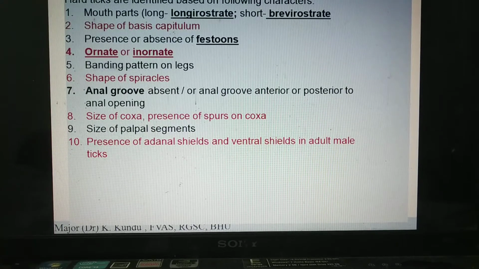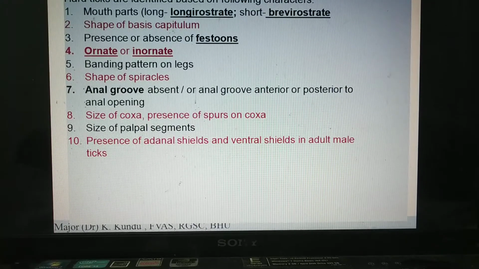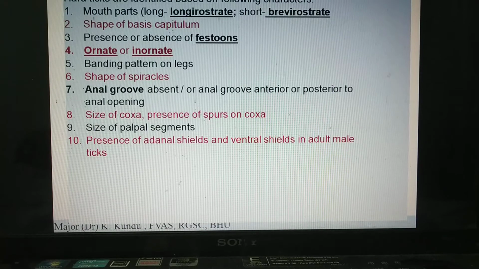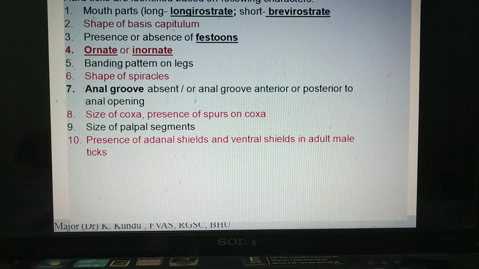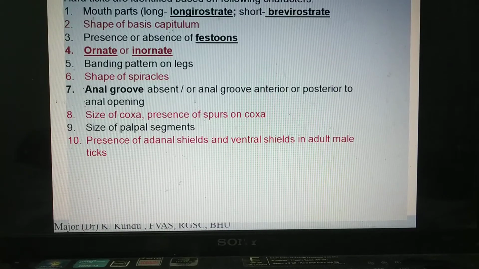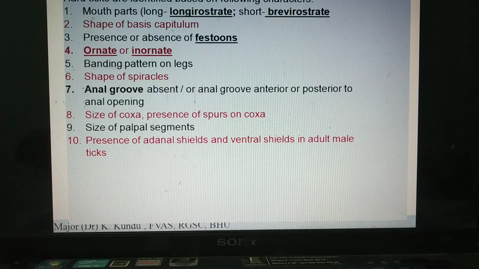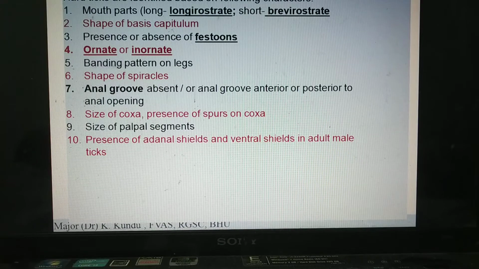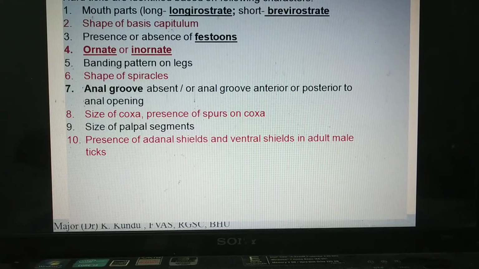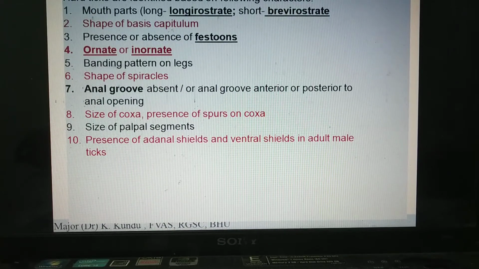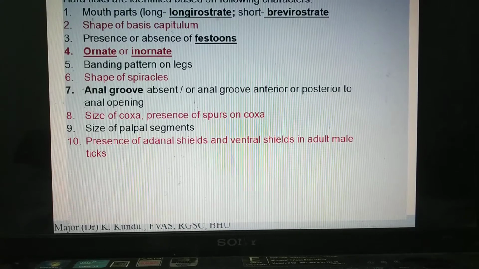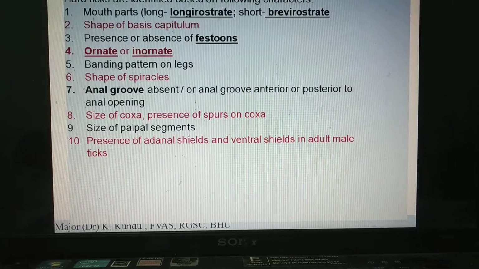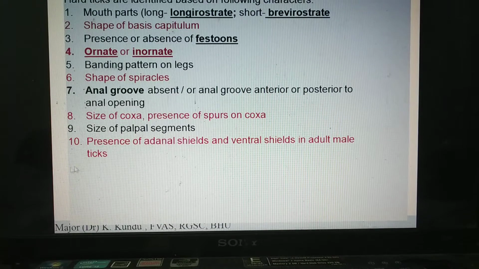Now these coxae, what is the size of the coxa? Whether the coxa has spurs, which are like hook-like projections. This can be a single spur, this can be a double spur. The spurs can be present on the first coxa, on all the coxae, or on the first two coxae. So we will see all these things when we discuss the individual ticks.